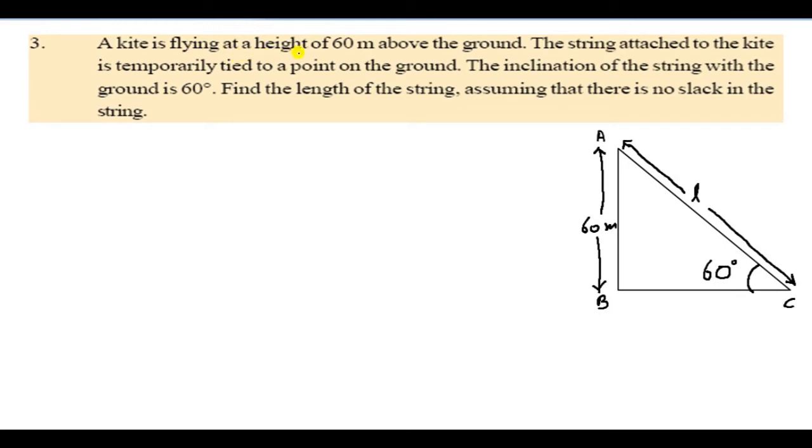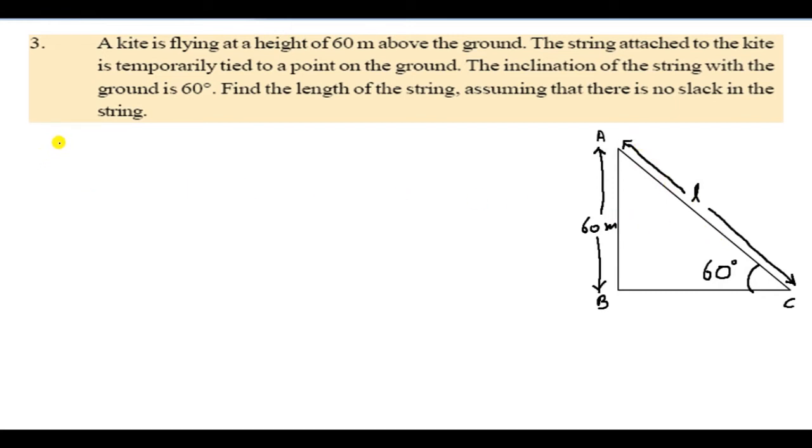A kite is flying at a height of 60 meter above the ground. The string attached to the kite is temporarily tied to a point on the ground. This is point C tied here and the kite is flying at A. The inclination of the string with the ground is 60 degree. Find the length of the string assuming that there is no slack in the string. So we have to find this length.